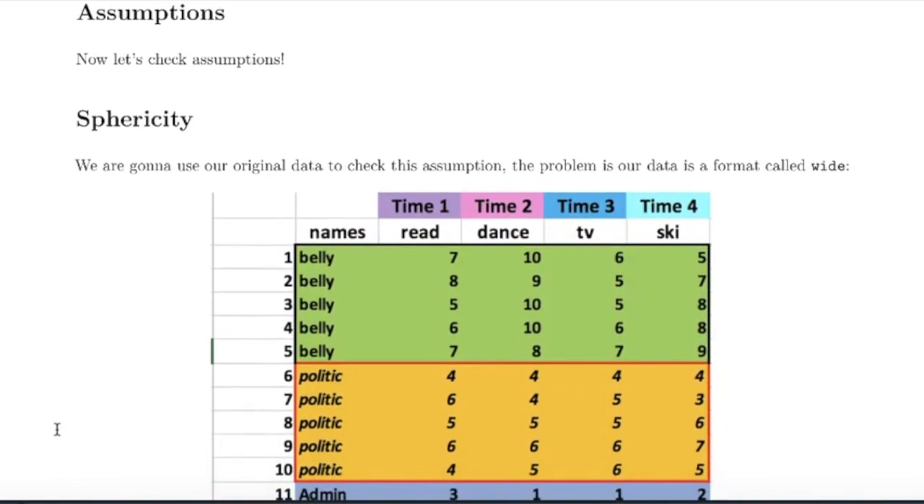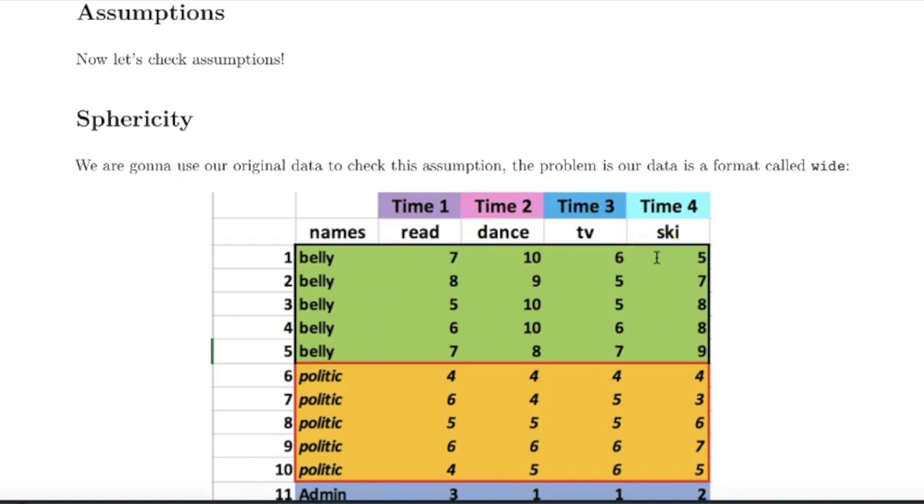So I'm going to check sphericity. And to check sphericity, I'm actually going to have to use the original data set. And I'm going to put a big asterisk on this. So we don't necessarily have to check sphericity for this particular example because they're not times. There's just multiple measurements on the same person.